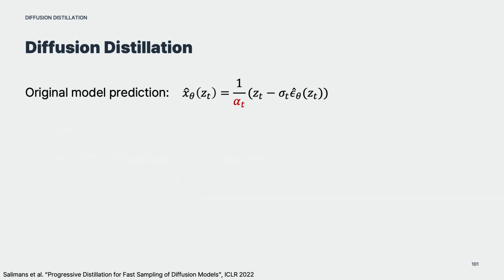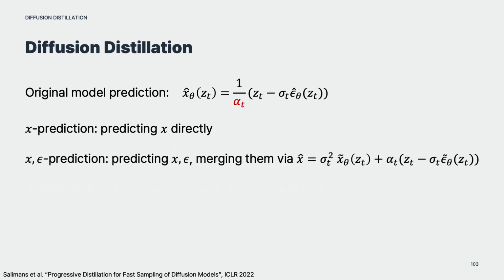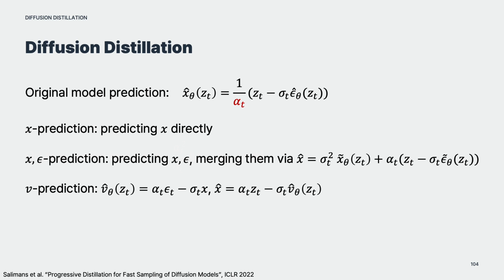To address this, the paper proposed various prediction schemes. The first is x prediction, which directly predicts x. The second approach is to jointly predict x and epsilon and then appropriately merge them to produce the predicted x hat. Lastly, this approach predicts the variable v, from which the target image is obtained. A detailed explanation of v prediction is provided in the appendix of this paper.